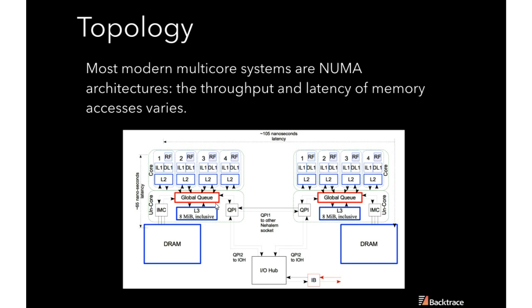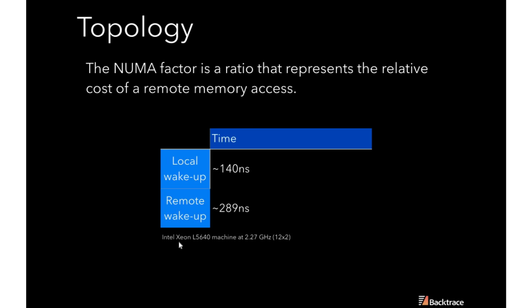So this actually implements a coherency mechanism for you with the help of the underlying buses, as well as local RAM. So the cost of going to L1 from registers is significantly lower than to L2, significantly lower than to the uncore, and then significantly lower than to DRAM. The NUMA factor is the ratio that represents the cost of a remote memory access.